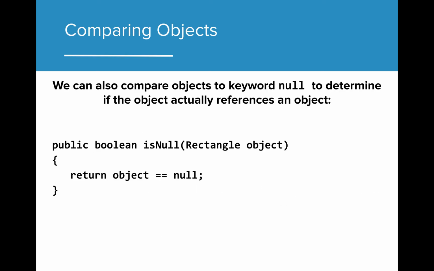We can also use double equals with objects to determine if they actually reference an object at all. We learned in previous lessons about the keyword null, which indicates that an object has yet to be initialized. We can compare objects to the keyword null to determine if the object is actually a reference to anything. This is a useful check used in dot equals methods, and can be used as a preventative measure in other methods to prevent errors.